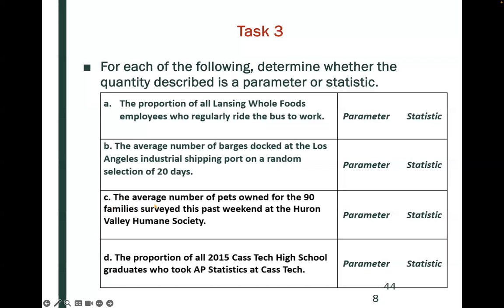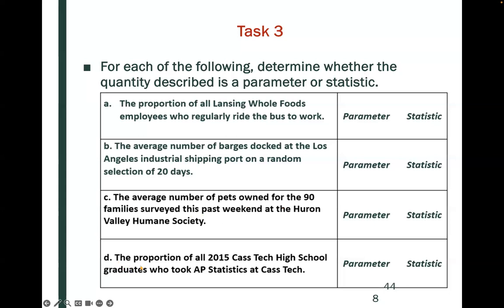Okay, so C, the average number of pets owned for the 90 families surveyed this past weekend at the Huron Valley Humane Society. So that's also a statistic. We're dealing with a sample of 90 families that were surveyed. In this past weekend, that jumps out as a subset of a population, in other words, a sample. So here C would be a statistic.